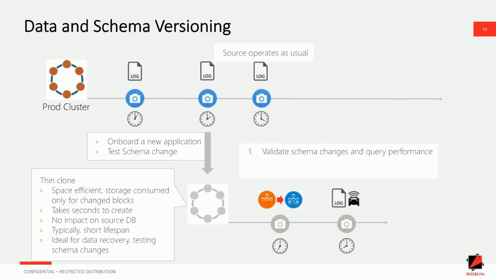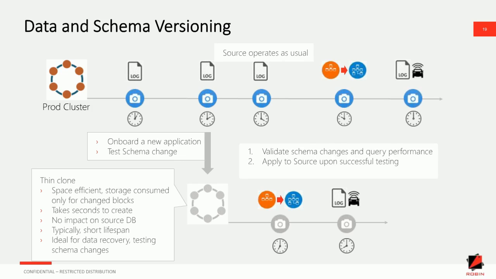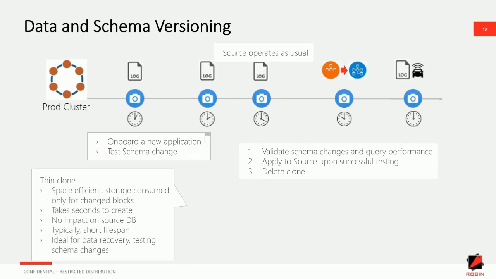Now once you have loaded all the data, you have run all the tests, you're happy with your schema changes, what you can do is you can now go and make the same changes to your production database. And you can start loading the new data. So now you're happy with the change, you have truly validated your changes, and now you don't need the thin clone anymore. And so simply you can click on delete and get rid of the thin clone. So that's the first use case.